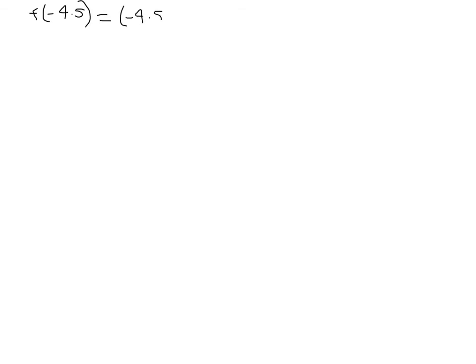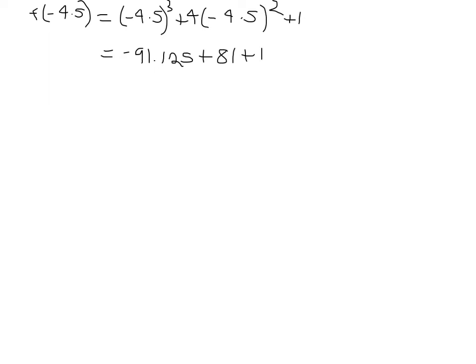So it's minus 4.5 cubed plus 4 by minus 4.5 squared plus 1. Now I'm going to guess it's negative, but I'll do it. Minus 4.5 cubed is minus 91.125 plus 4.5 squared times 4, so it's a positive. It's plus 81 plus 1. Yeah, it's negative because we've got a minus 91, but we're only adding 82. So it doesn't matter what the number is, that is less than 0.